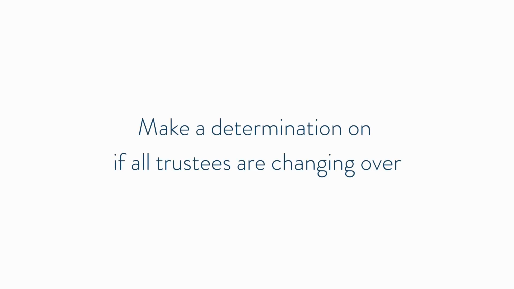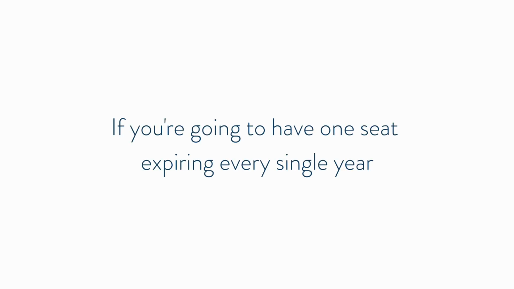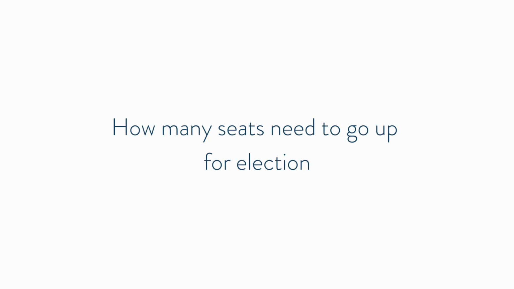In every condo association, you're going to typically follow your bylaws, make a determination on if all trustees are changing over, which usually isn't highly suggested because you want to have some sort of continuity, or if you're going to have one seat expiring every single year, and typically you're going to have a rotating expiration of 3 years, 2 years, 1 year, and if you have 5 board members, maybe it's 5, 4, 3, 2, 1. What will end up happening at this point is once you determine what seats are going to be turning over, you're going to know how many seats need to go up for election.